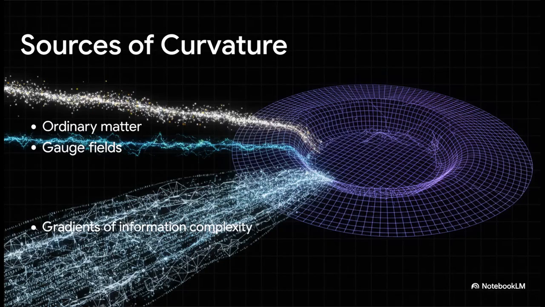So let's just pause and think about what this means. The big takeaway here is that in physics, what curves spacetime isn't just matter and energy anymore. It's also sourced by gradients in information complexity. Places in the universe that are more complicated to describe literally have a different gravitational pull.